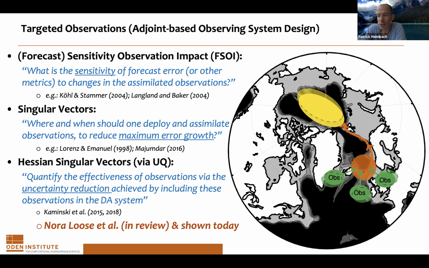Then finally, we have one where we're quantifying the uncertainty reduction that comes about through the use of certain observations within a data assimilation framework. Here we're looking at Hessian singular vectors. The Hessian refers to a second derivative, a kind of curvature. It's how certain observations help to constrain or not constrain our data assimilation scheme. And again, today we'll hear about this subject from Nora Loose later today.